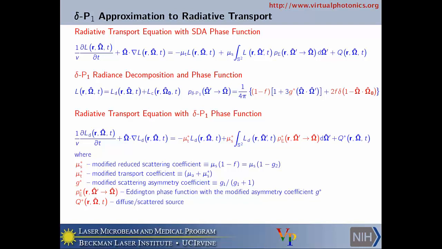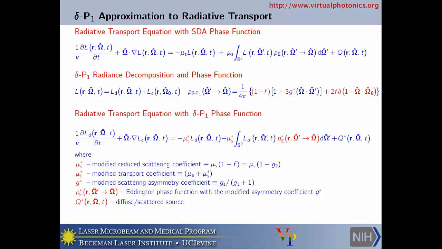OK, so what are these different coefficients? Well, the mu s star is a modified reduced scattering coefficient. So it is essentially mu s times 1 minus the fraction of the light that gets scattered directly forward. So not all the light gets scattered, only the fraction of the light that we allow is interacting in a scattering way. This ends up being, if you go through the mathematics, mu s times not 1 minus g, but 1 minus the second moment of the phase function. The second moment of any function is the variance of the function.